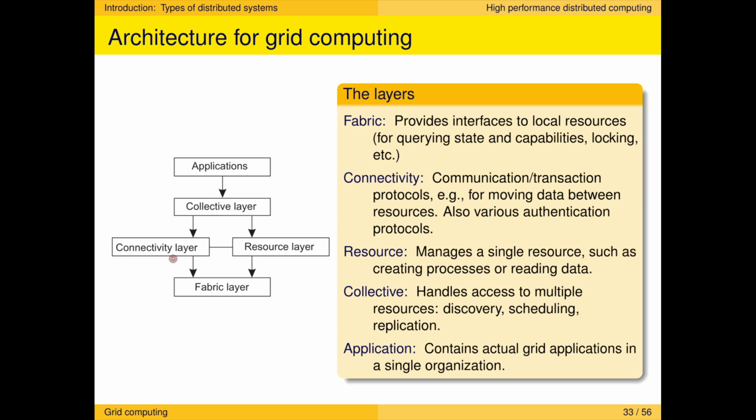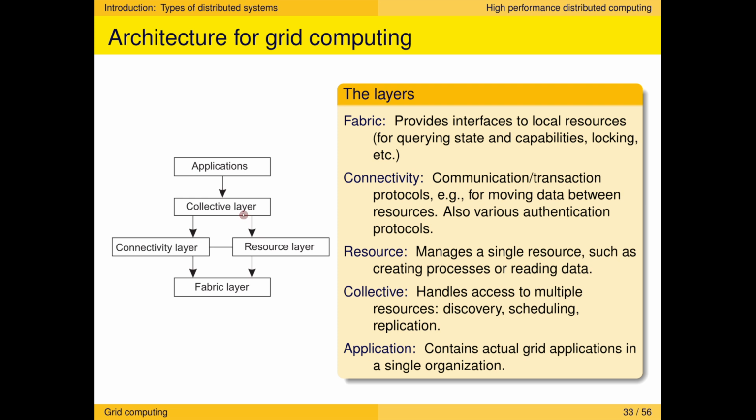The connectivity layer handles the communication protocols between these resources. And also, you need to do authentication both for the resources and the users. So it's also dealing with the authentication. The resource layer takes authentication service from the connectivity layer, but it handles individual resources. But the resource layer, each resource layer handles a single resource. That's the important thing. These resources could be, for example, creation of processes or reading, writing operations on the data, whatever.